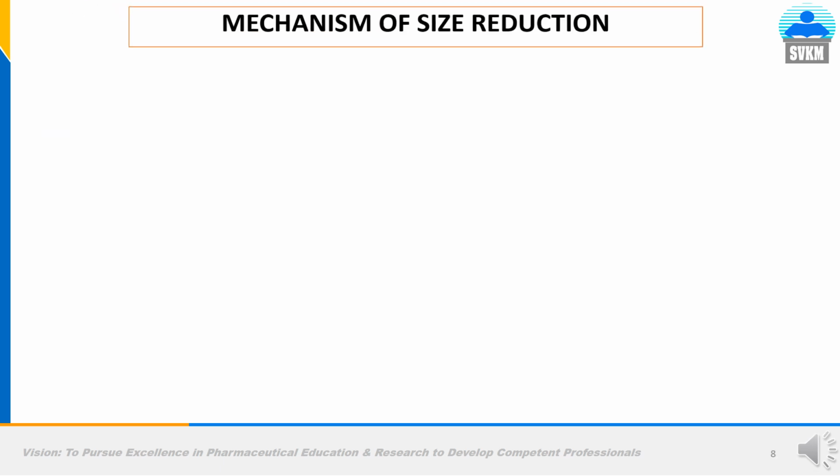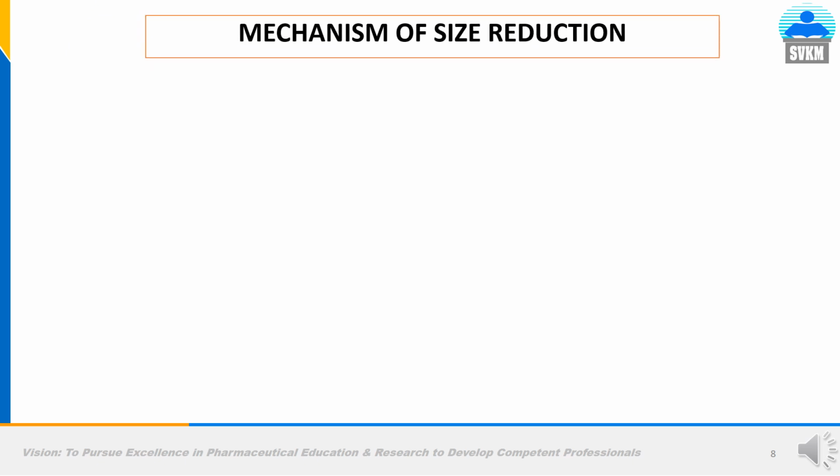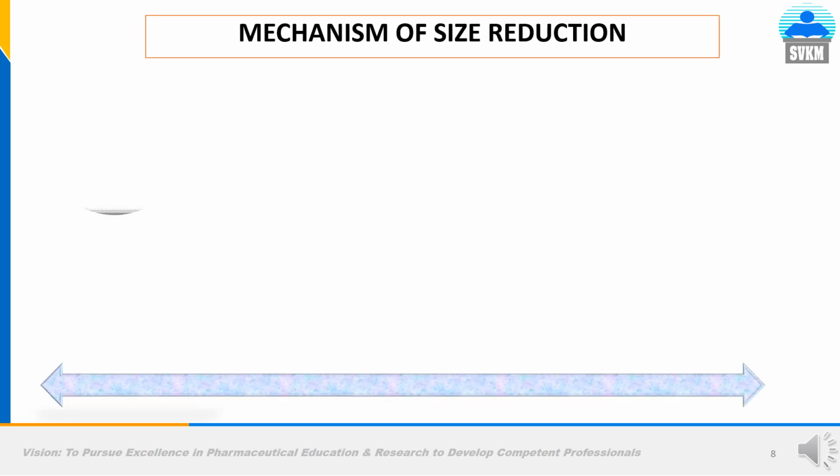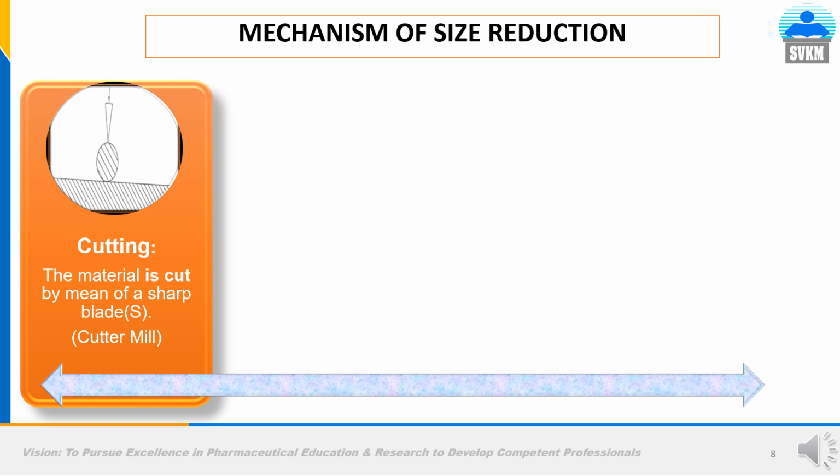After that, we'll discuss the mechanism of size reduction. There are basically four mechanisms of size reduction. Mechanism indicates the modes of size reduction, that is, how the actual size reduction takes place. There are four different modes to reduce the particle size. First is cutting, then impact, then compression, then attrition. We'll discuss them one by one.